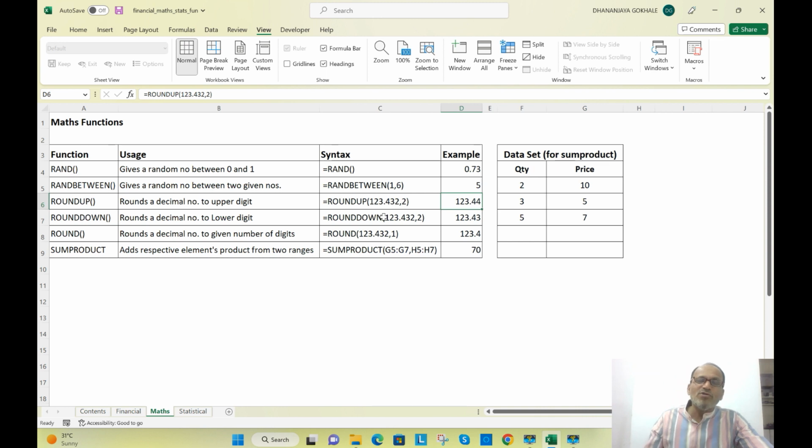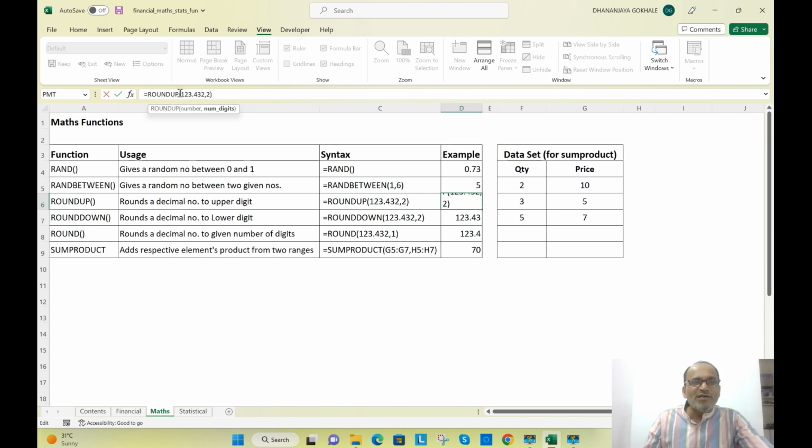Now coming to the rounding functions, the number which is considered here is 123.432. Now you want to round it because it has too many digits, right? So let's say you want only two digits. So 0.432 will become what? The function used here is ROUNDUP. What is the function? ROUNDUP. You need to pass the number to it. The first argument is the number and the second argument is the number of digits. So we want two digits, for example.